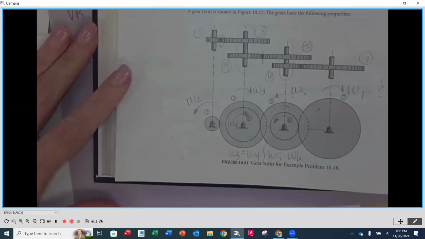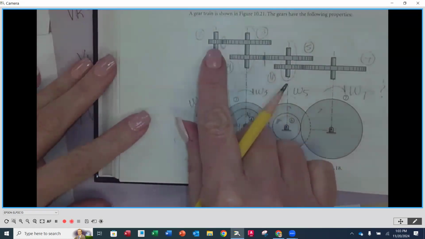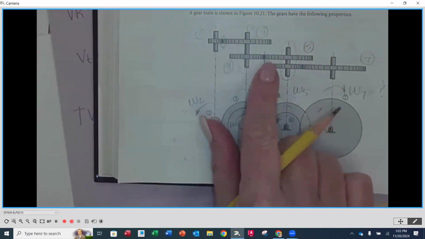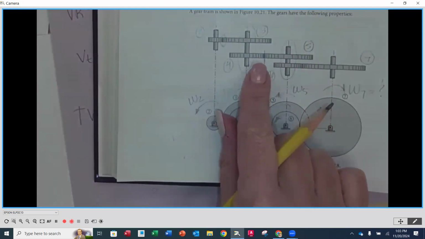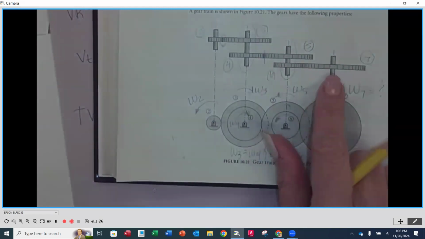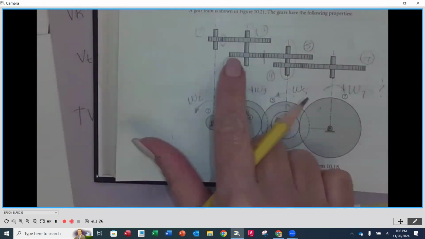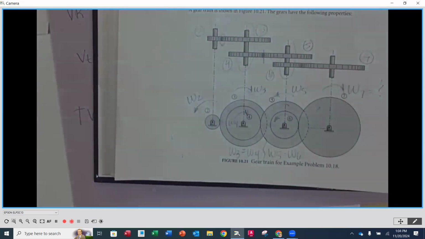In this case, we have 1 reduction, that's going to be the velocity ratio between 2 and 3. We have 2 reductions, the velocity ratio between 4 and 5. And we have 3 reductions. So this would be a triple reduction gearbox, okay? So we have 1, 2, 3 velocity ratios.